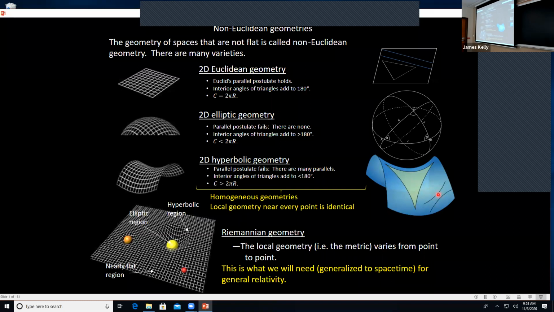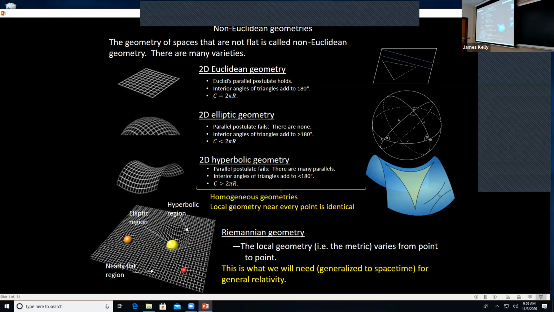Similarly, if you start off 2 objects on parallel trajectories, they're going to diverge, as opposed to on a sphere or an ellipsoidal surface, where they're going to start converging if you start them off parallel to each other. Okay, and in general, we're concerned with Riemannian geometry, which, at least in the 2-dimensional case, might have regions that are hyperbolic or elliptic or nearly flat. We looked at some examples of that, okay?